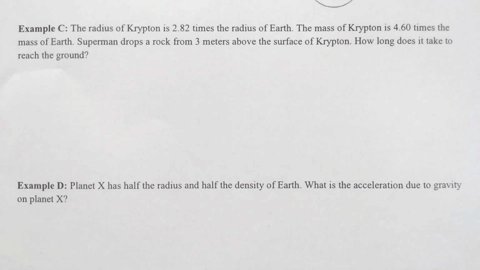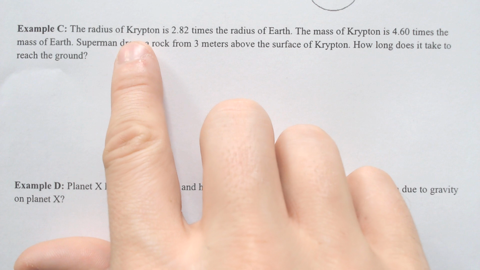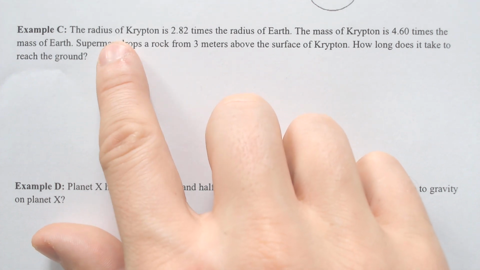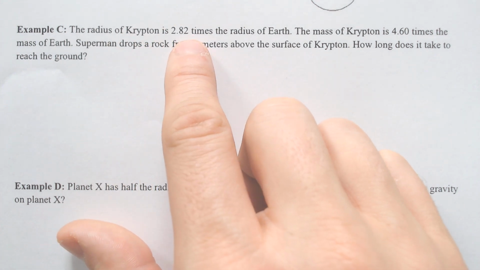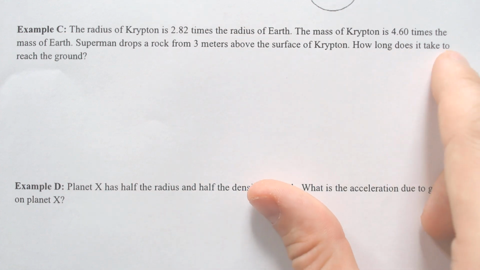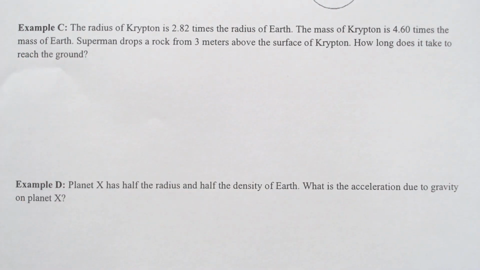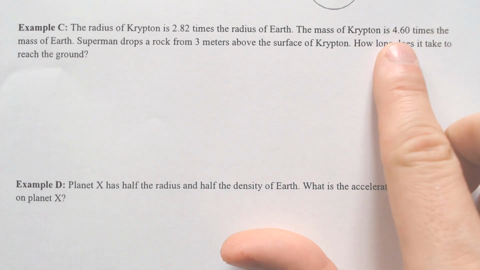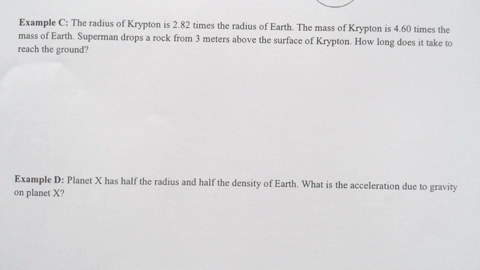Today we're going to be continuing gravity, but we're going to use the formulas a little bit differently because it'll just be easier that way. When you're given a scenario where you're told the radius of something is like 2.82 times bigger or the mass is 4.6 times bigger, like we have here, you could go through the formulas and figure out what 2.82 times the radius of Earth is and 4.6 times the mass of Earth is, but that would take a lot longer than just dealing with it proportionally, okay?